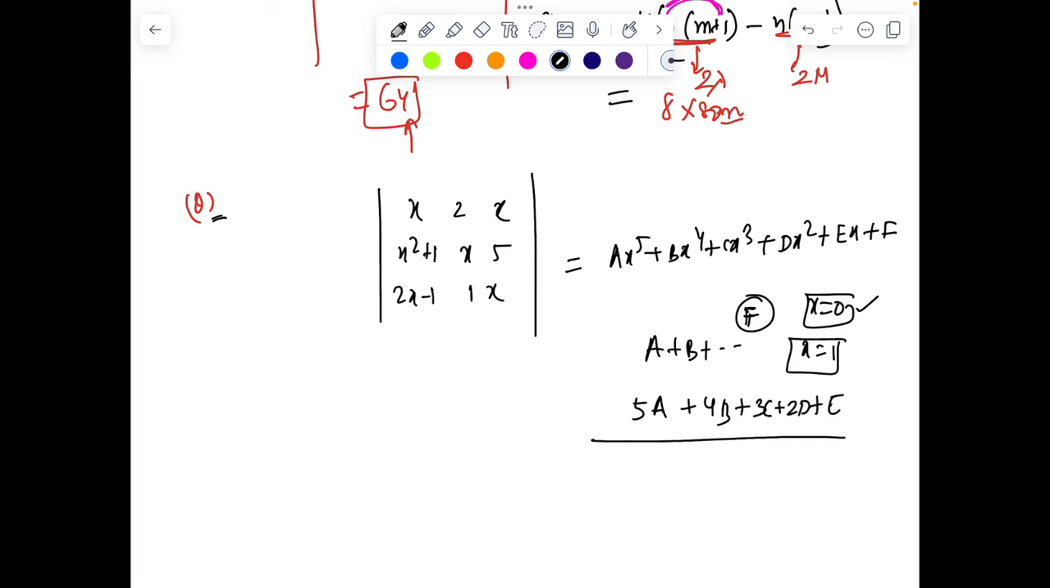so simply put x equal to 1. They can also ask what is the value of 5a plus, let's say, 4b plus 3c plus 2d plus e. तो आप देख सकते हो 5a how it will be produced. 5 on its head will come on its bottom. 4 will come here. It means basically you can differentiate the determinant.